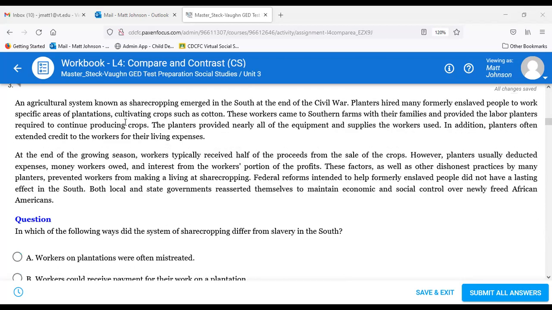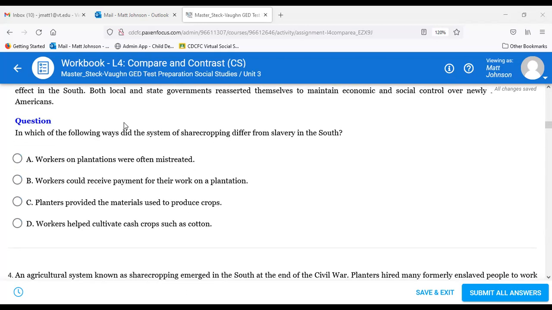And Grace, go ahead and read question 3 for us, if you don't mind. Okay. In which of the following ways did the system of sharecropping differ from slavery in the South? A, workers on plantations were often mistreated. B, workers could receive payment for their work on plantation. C, planters provided the materials used to produce crops. And D, workers helped cultivate cash crops such as cotton.